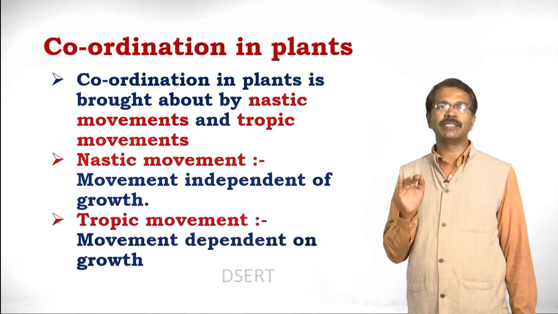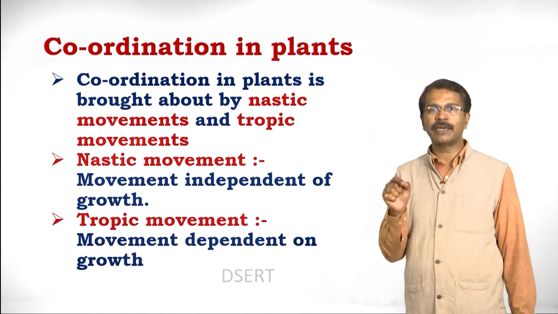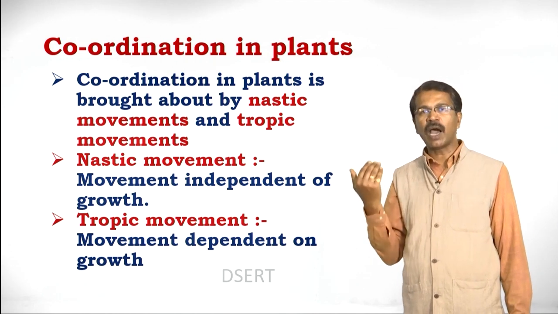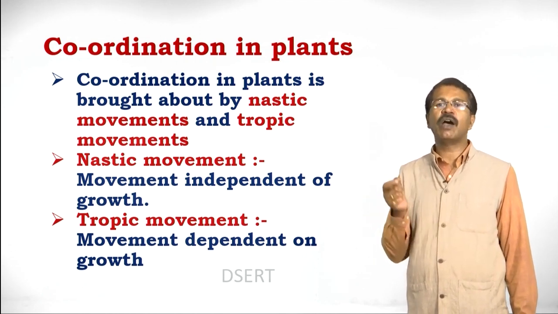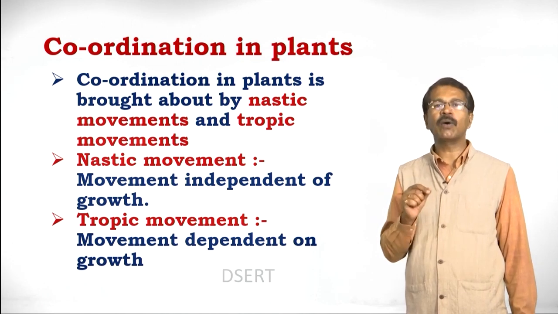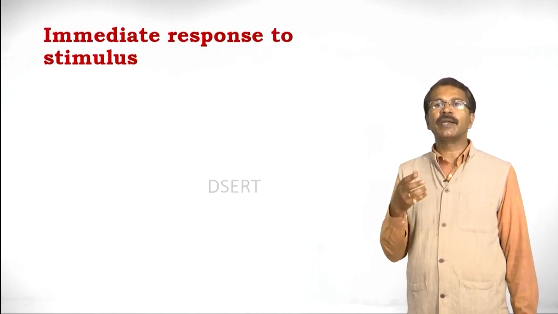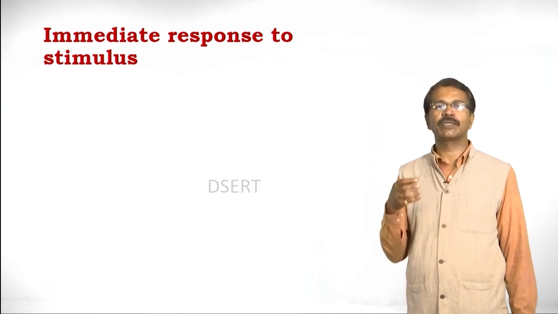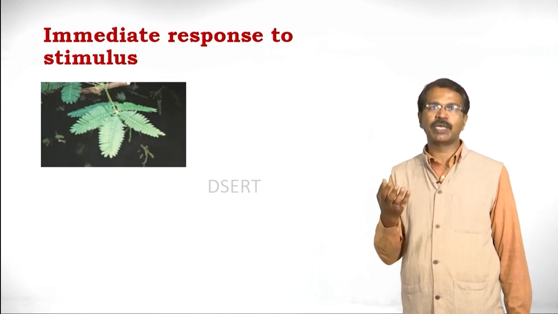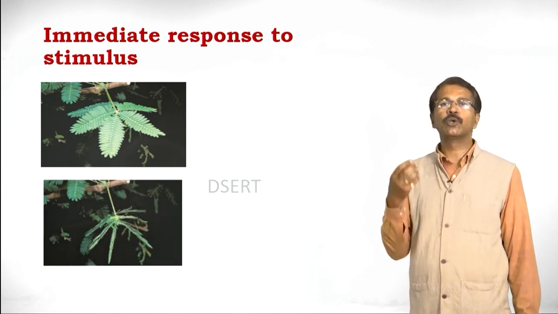Next is the tropic movement. These are movements which depend on the growth. Due to the growth of a particular part, it gives a response to the stimulus, either moving towards the stimulus or moving away from the stimulus. Such movements, the tropic movements, we call growth dependent movements. Now let us see in detail about this coordination. We find that even plants give an immediate response. Not all plants, but at least some plants give an observable response to the stimulus. You can notice the response given by the plant.